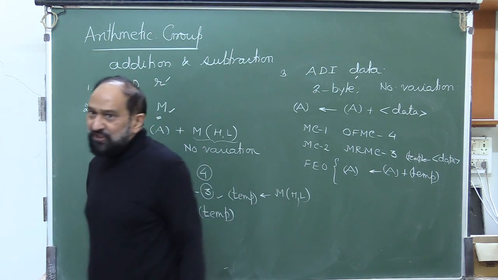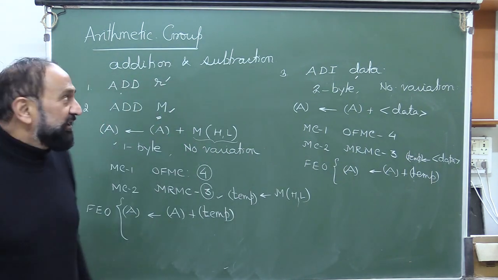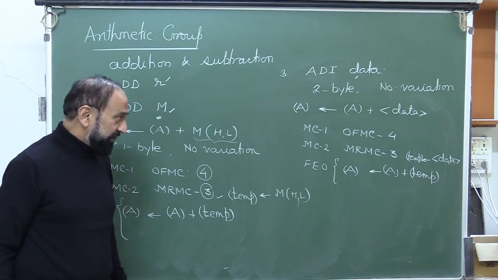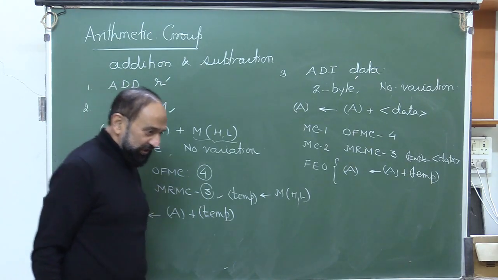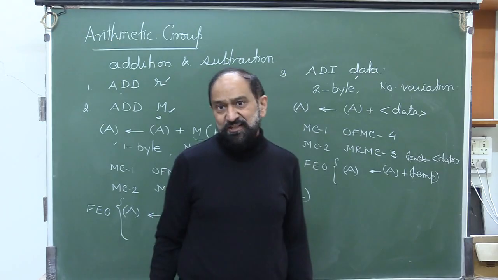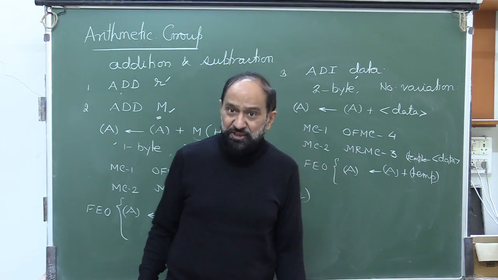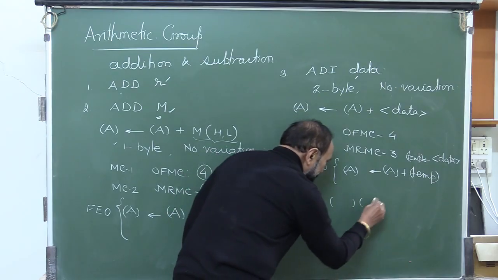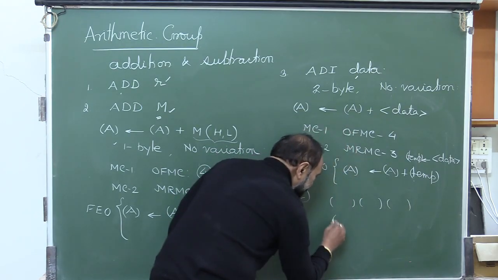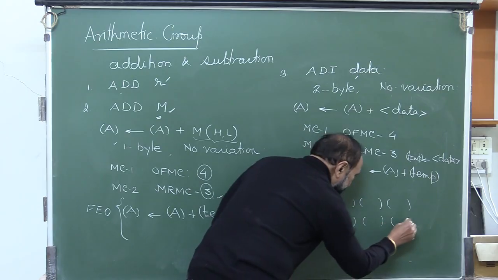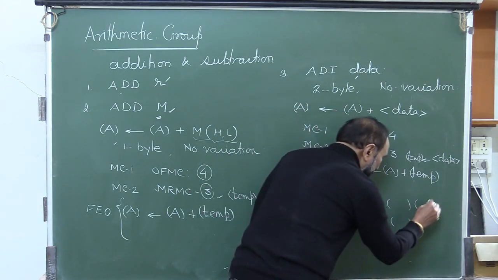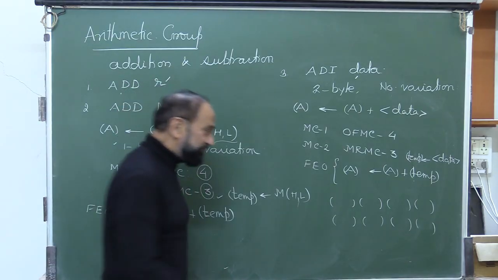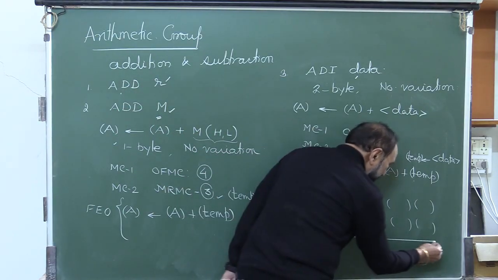These three addition operations are your simple 2-byte addition. But if you want to add, let us say, a multi-byte addition, let us say you have 3-byte or maybe 4-byte data, and you want to add these two.